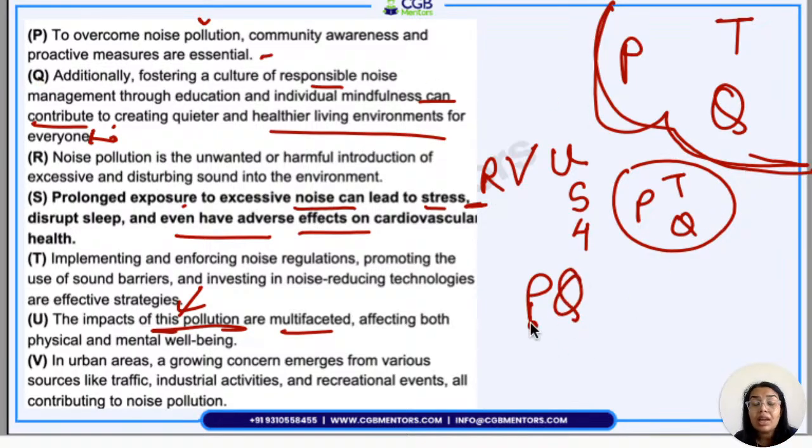So P, and because Q has the word additionally, वो P के साथ में आएगा. P says implementing noise regulation. Now this is something other than what only people, civilians cannot do. Na? Noise regulation तो government and all have to make. Promoting the use. So यहाँ पे करने वाले दूसरे लोग हैं जो इन effective strategies को imply कर सके. Okay. So here we go with T at the end. Okay. So the answer is R V U S P Q T.